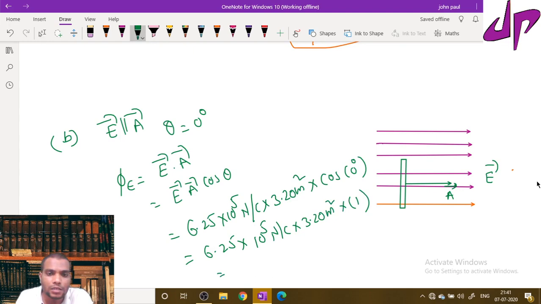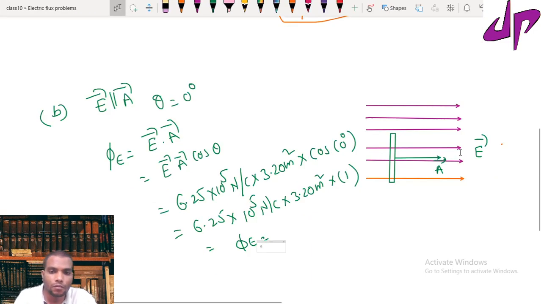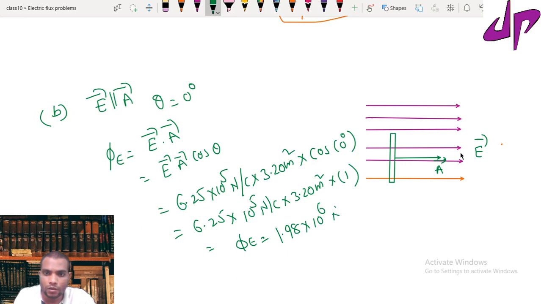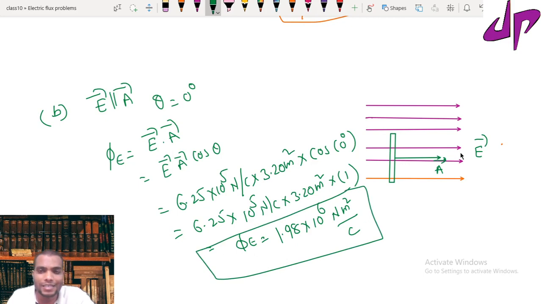So the flux through the surface, if you multiply those values, you get the value 1.98 times 10 power 6 Newton meter square per coulomb. So this is the flux in the second case.